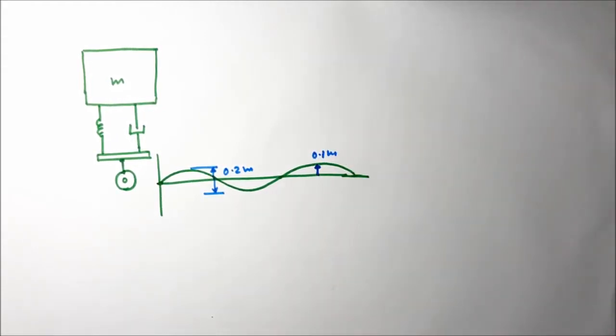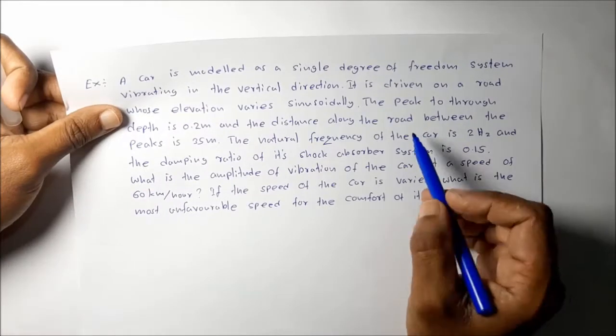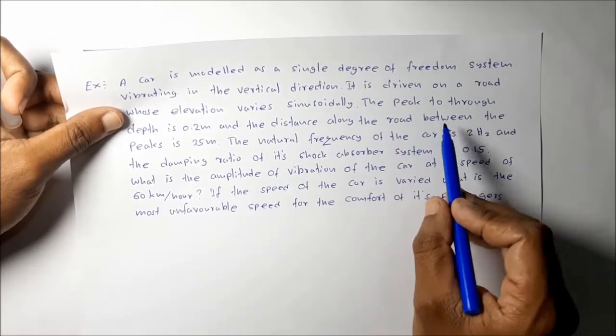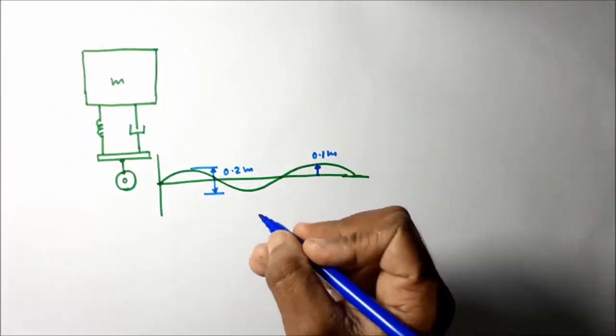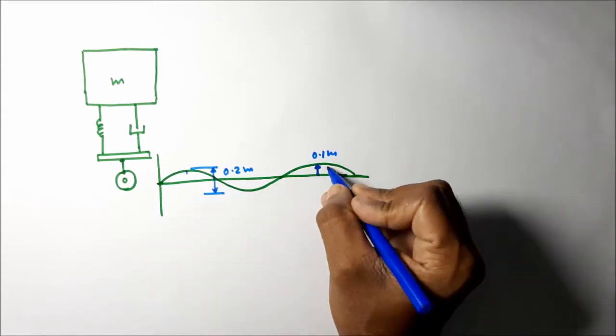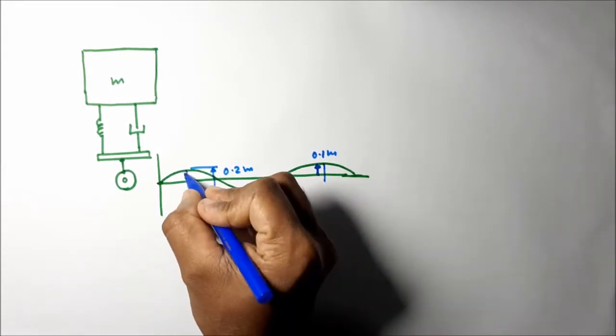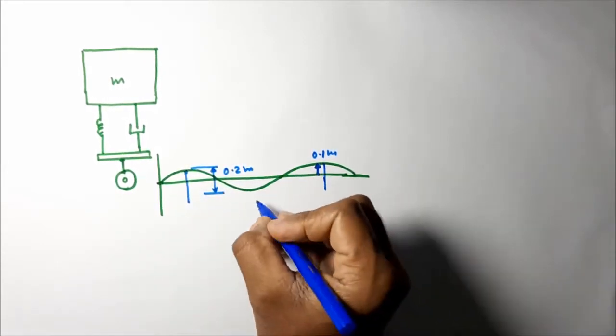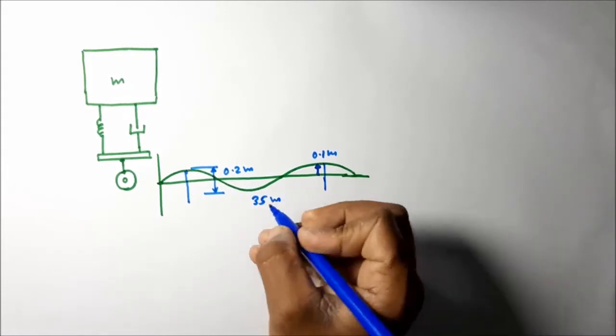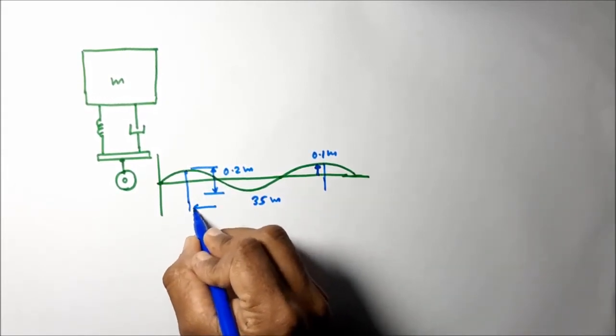So then what is the frequency? The problem is also saying the distance between the peaks is equal to 35 meters. That means the distance between these two peaks is equal to 35 meters.